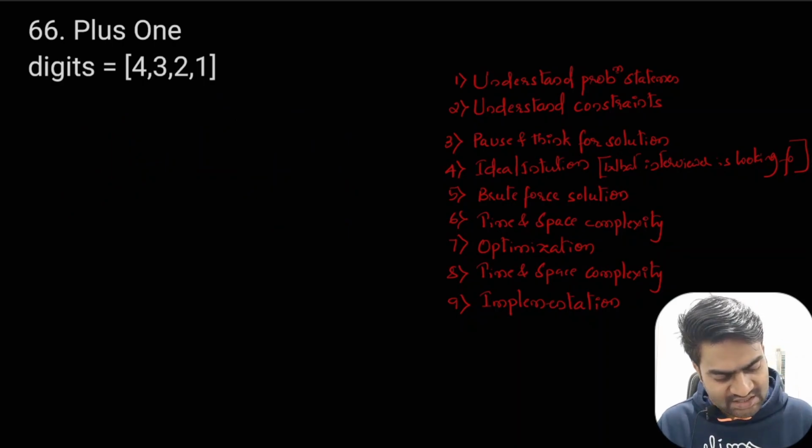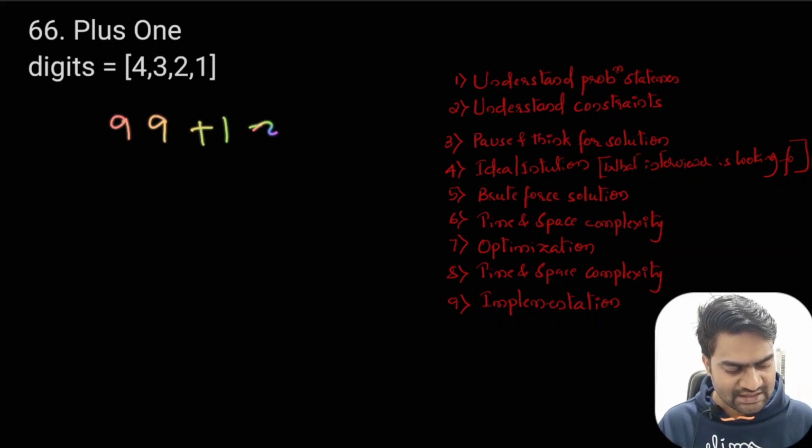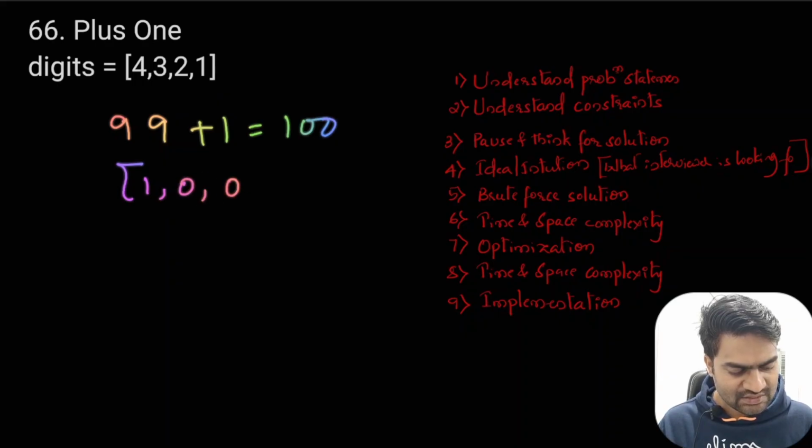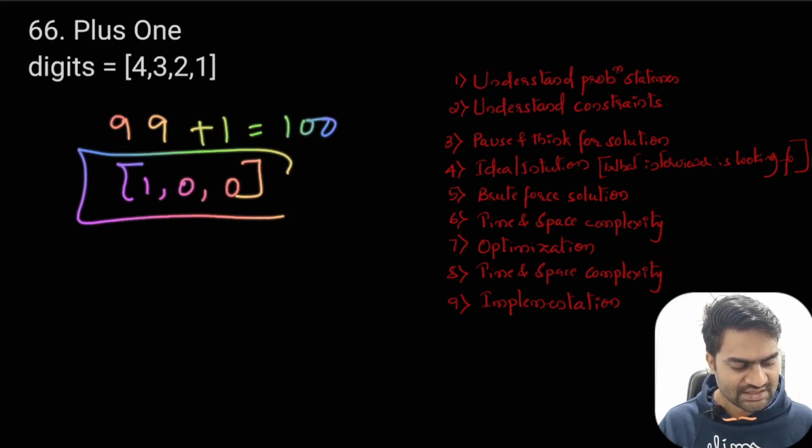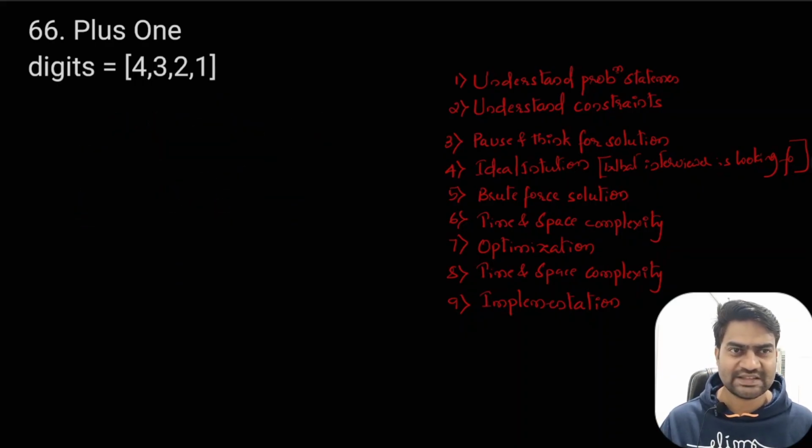And assume if it is 99, then if you add 1, it becomes 100. So you need to return 1, 0, 0. This is what is being expected. Hope this is pretty much clear, and it is very straightforward. It's a simple, easy level Leetcode programming problem. So you can pause for a second, think about any possible solution, and then come back.